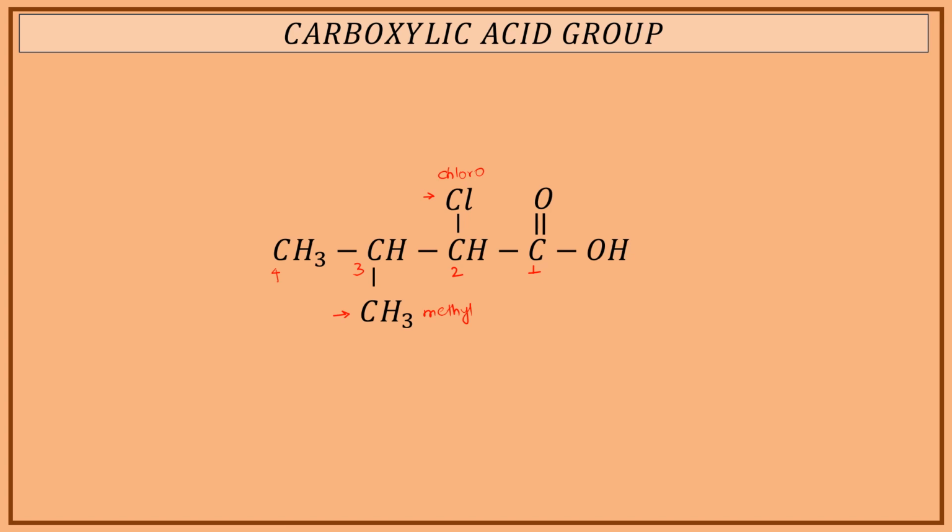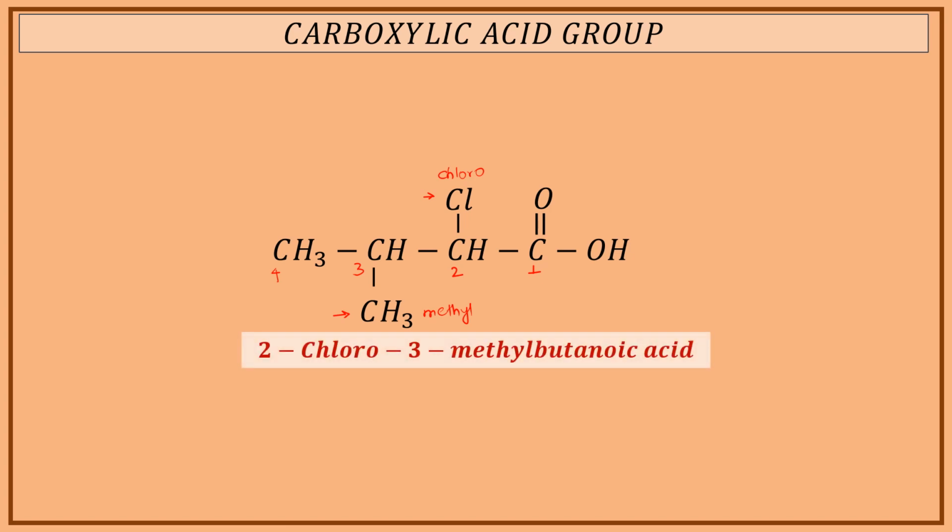So the name of this compound will be 2-chloro, 3-methyl, and there are 4 carbon atoms. Therefore, we will use the root word butane along with the suffix oic acid. The complete name becomes 2-chloro, 3-methyl butanoic acid.